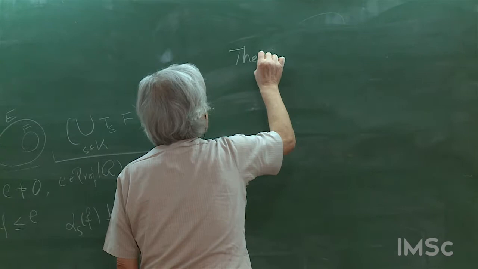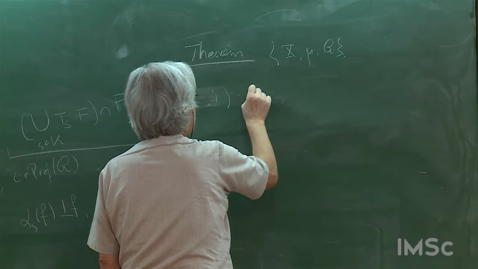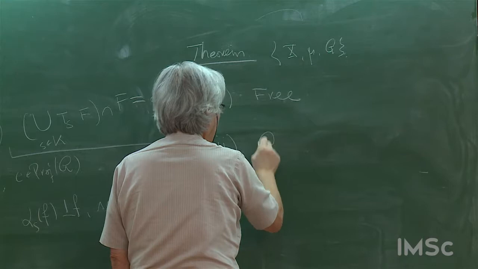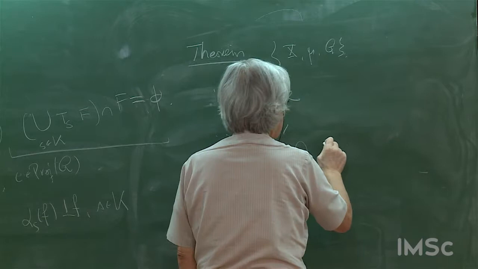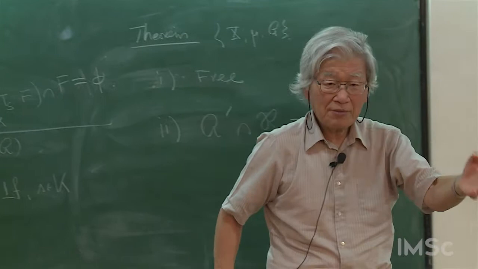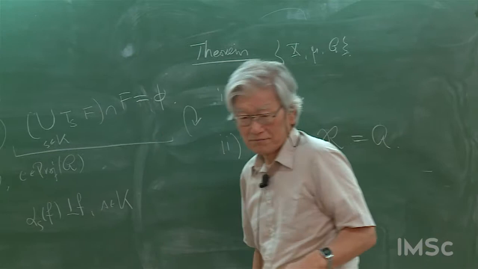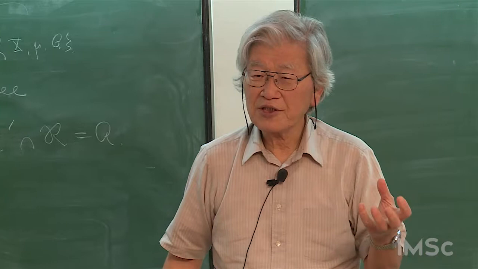Okay, as before, X, mu, and G. Then, first, the action is free. Second, the commutant of A in the cross product R is A. Of course, A is considered as a subalgebra, namely pi alpha of A. And those two conditions are equivalent. And the proof is quite involved if the group G is not discrete.